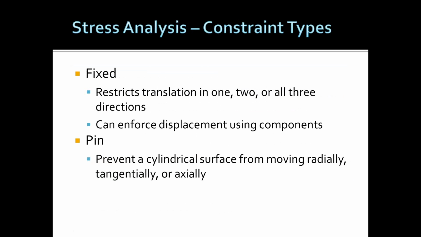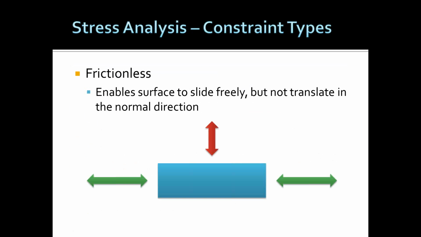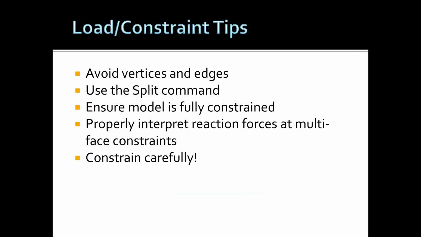On the constraints, again, quick covering on the fixed constraints. The fixed constraints will stop your translation of that part or that face or that edge, really, not the part, but that face or that edge, in one, two, or all three directions. And you can enforce displacement using components, using that fixed constraint. The pin, like I mentioned, prevents any kind of cylindrical surface from moving relative to that centerline axis. The frictionless, again, is going to slide along a planar direction. It's going to slide freely like it's been greased, but it will never come away from that plane. It will never separate from that plane.